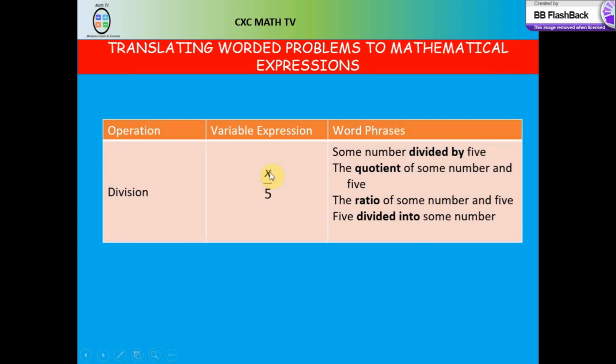Division now, if you see x divided by 5, it can be worded as some number divided by 5, or the quotient of some number and 5, or the ratio of some number and 5, or 5 divided into some number. The last one, extremely important, 5 divided into some number. So 5 has to be our divisor. Again, you just need to remember the keywords associated with each, then you'll be fine.